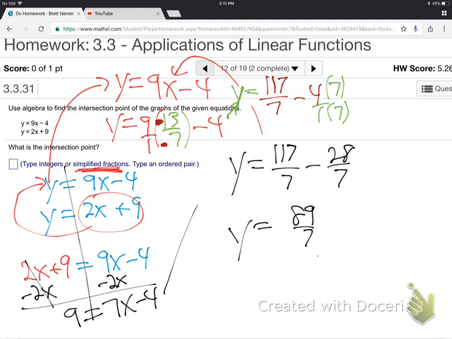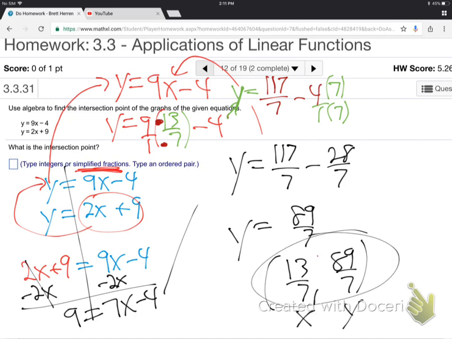89/7. That's our y. So our x, I erased it, but it was 13/7. And our y is 89/7. X, y, we're done. They want parentheses, comma, ordered pair. Whenever they say ordered pair, they mean parentheses, comma, 2 numbers. So there we go. A little messier than I thought it was. I was just going to skip that one.